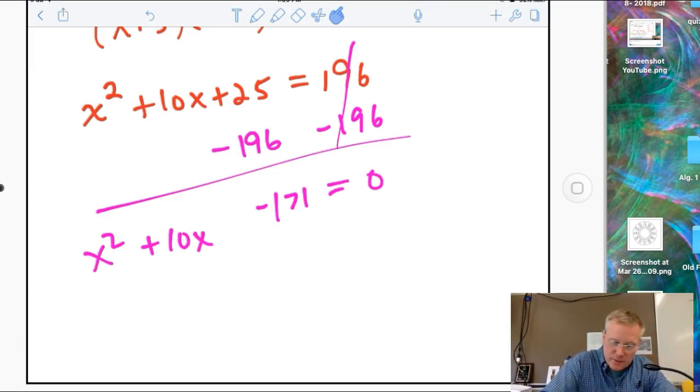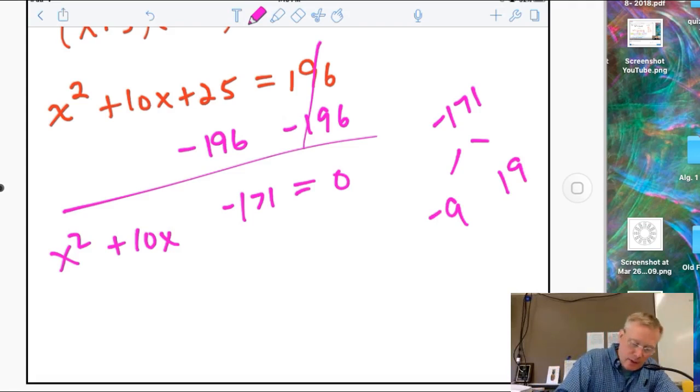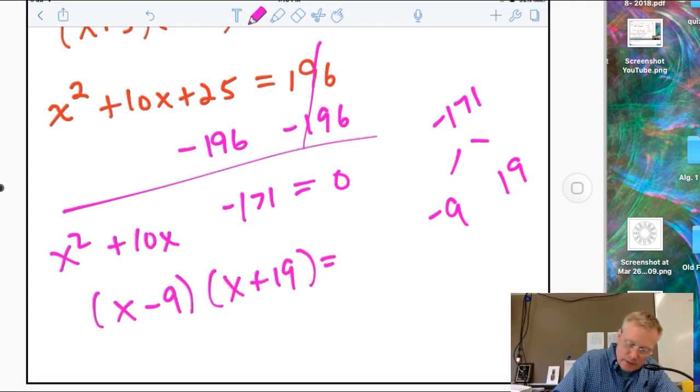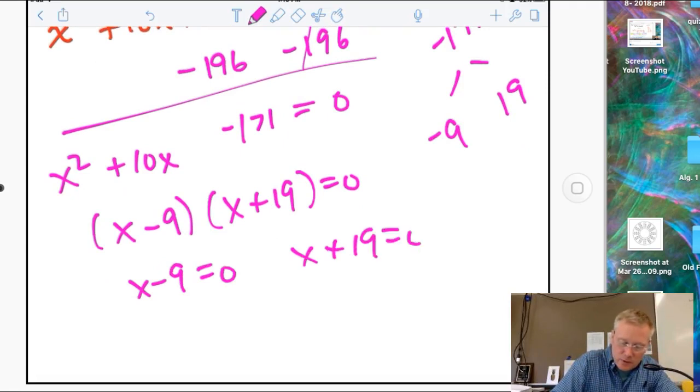Okay, so if I was going to factor this, it looks like it would be nice and easy, except that 171 is a pretty big number. But with a little bit of punching numbers into a calculator, I figured out that 9 and 19 multiply to 171, and if I subtract them, I can get 10 if I make the 9 negative, which means I can go x minus 9 and x plus 19 equals 0, and this is going to be nice and easy to solve from here. I go x minus 9 equals 0, x plus 19 equals 0, and I get my two answers of 9 and negative 19. Okay.